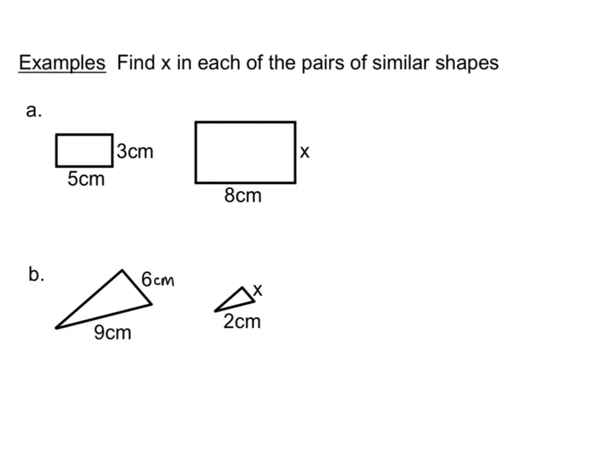So first thing I want to do really is start to look at sides which correspond to each other. So on the first question, part A, I would say that this side here, 5, is corresponding to this side here, 8. They're the longer sides on both of those similar rectangles. I would also say that the 3 here corresponds to the x. Now, what we're going to do in this question is we're going to use our scale factor to multiply this 3 to find out the length of x.